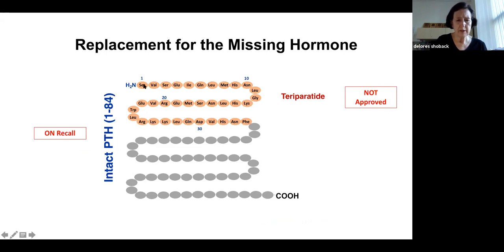PTH 1 to 84, it's the whole thing right here. It is NatPara, and it's on recall. It's only available through this special use program, which most people aren't on, but that's what we're talking about.